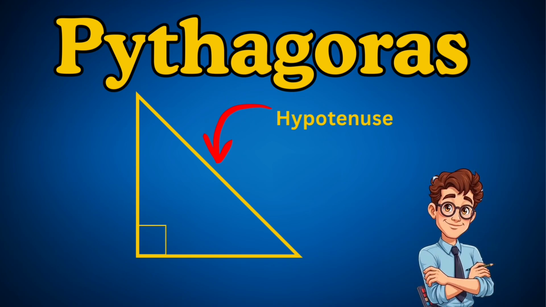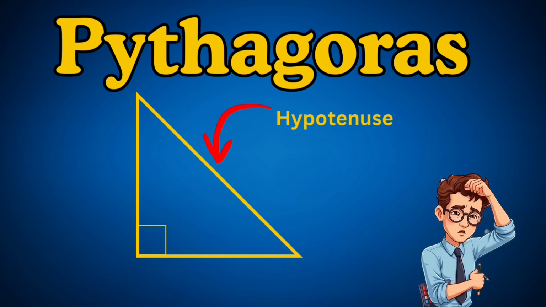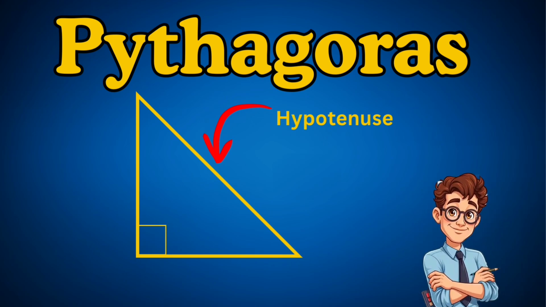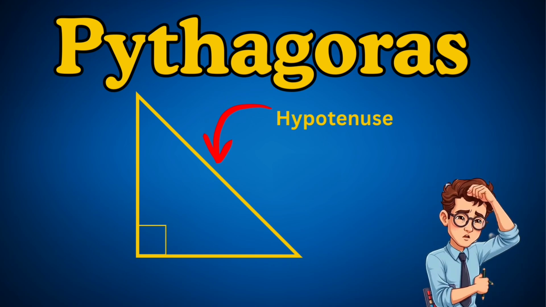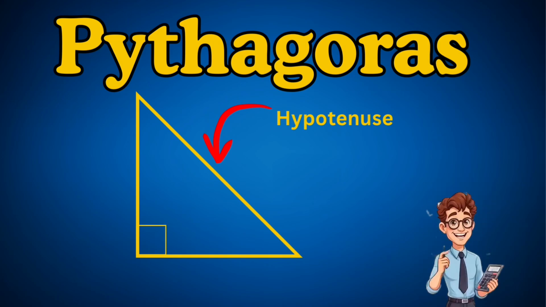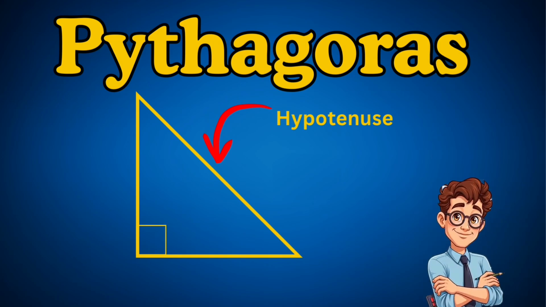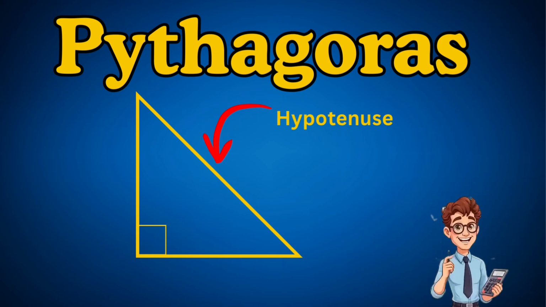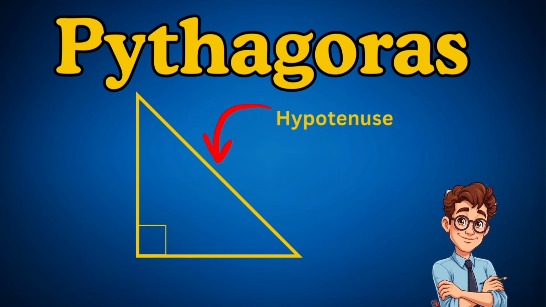Here's the rule you need to know. a squared plus b squared equals c squared, where c is always the hypotenuse. You square the two shorter sides, add them together, and then square root the total. Don't worry, it sounds more complicated than it actually is. Let's start with a simple example. I'll walk you through the whole process step by step.